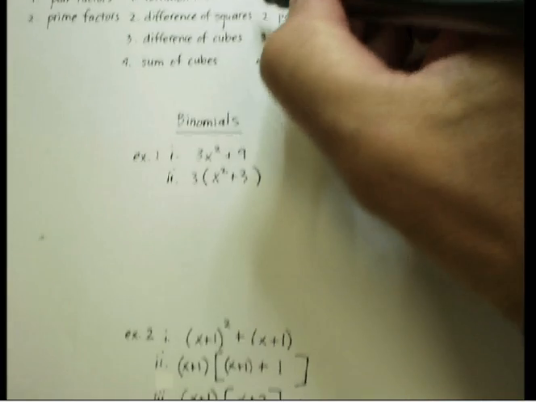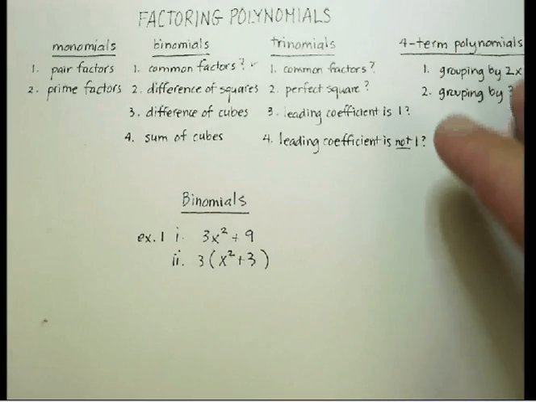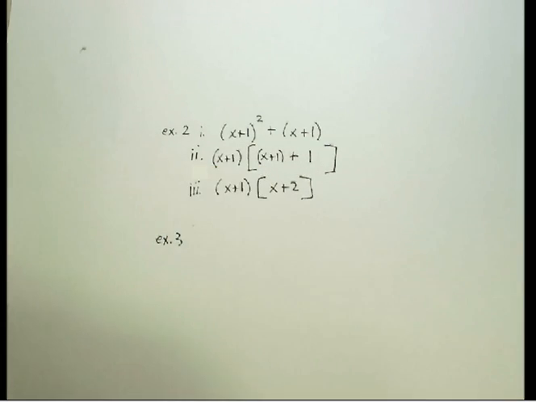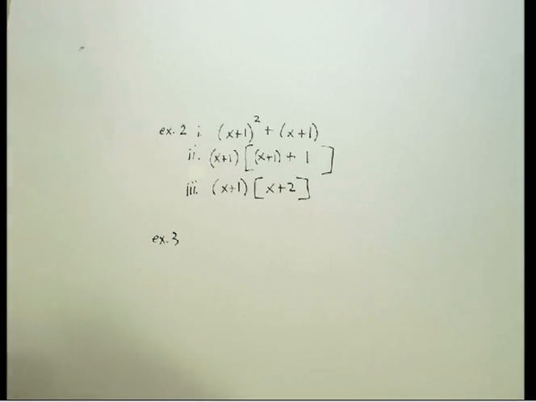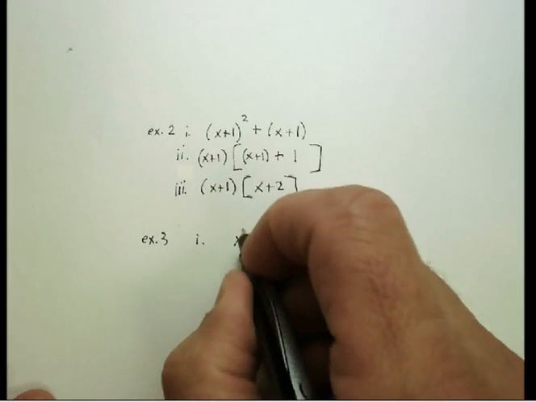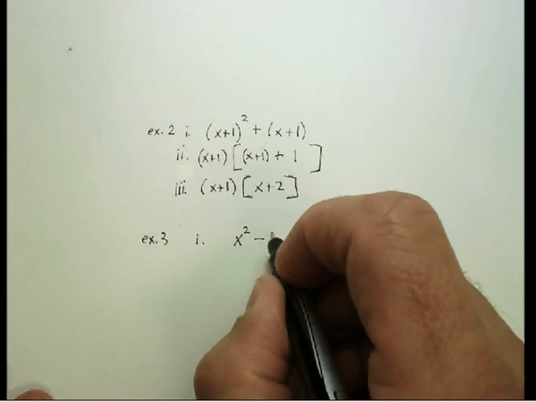So we've just done common factors. Let's try one now with difference of squares. What's a difference of squares? We'll call this example 3. With a difference of squares, let's take a very, very basic one. Let's say x squared minus, I don't know, let's go with 36.